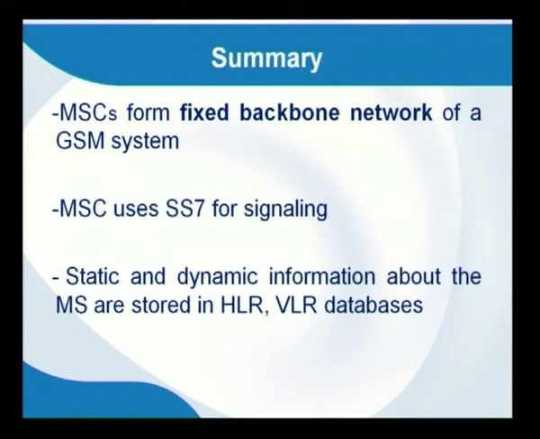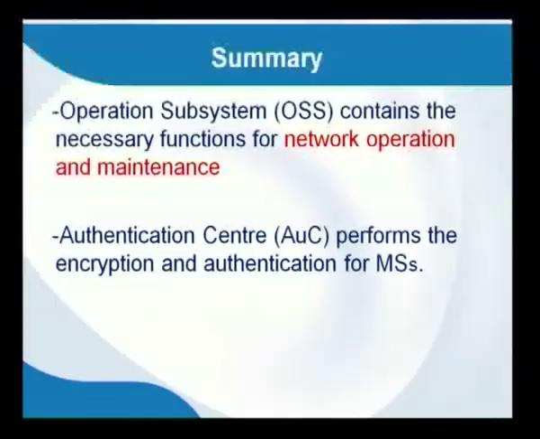The fixed backbone network of GSM is formed by NSS with various components like high speed switches and HLR, VLR databases. MSC uses Signaling System number 7 for signaling for various kinds of call activities. Static and dynamic information about the mobile users are stored in the HLR and VLR registers in the NSS layer. The OSS layer contains the necessary functions for the operation and maintenance of the entire GSM network, including charging and accounting of users. The authentication center of the OSS ensures secure data transmission as well as the secure identity of users.